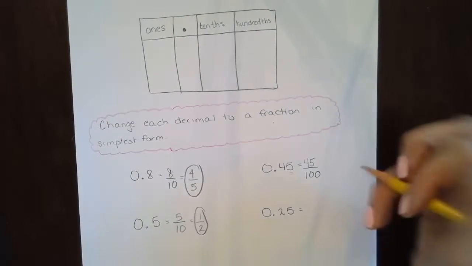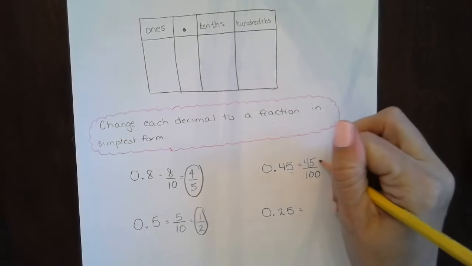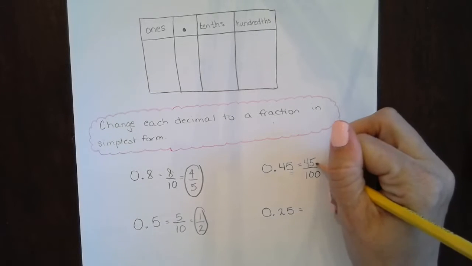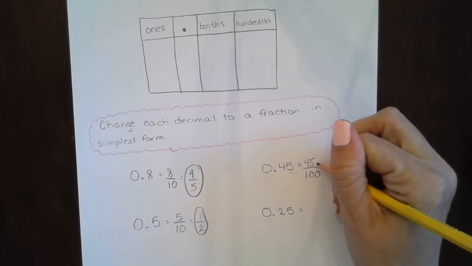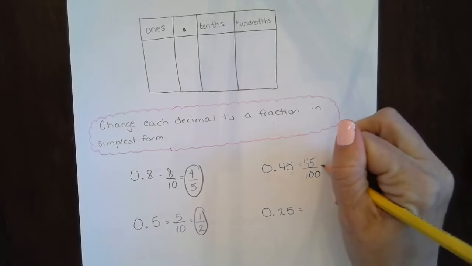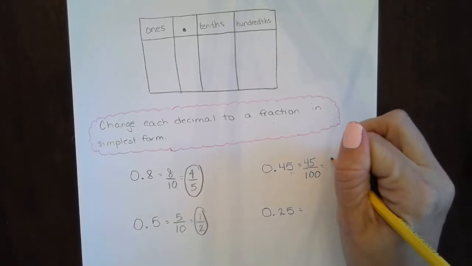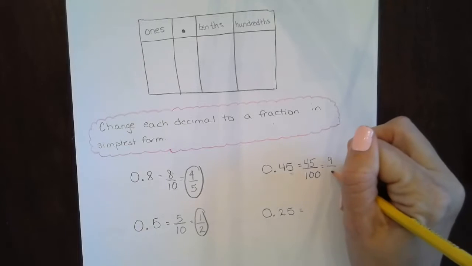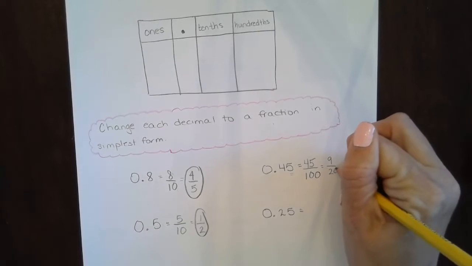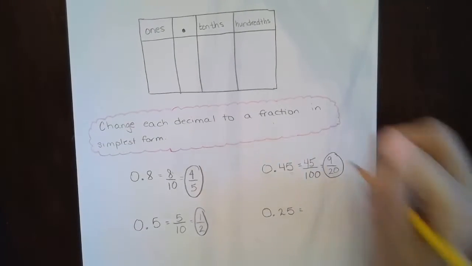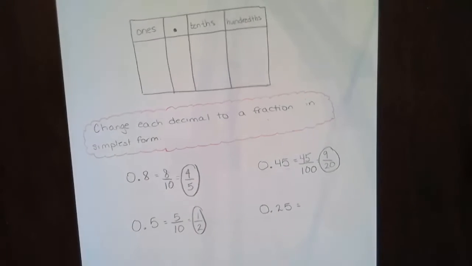Okay. I can simplify that by dividing the top and bottom by the greatest common factor, which is 5. And if I do that, if I divide 45 by 5, I get 9. And 100 by 5, I get 20. So 9/20 is its simplest form.